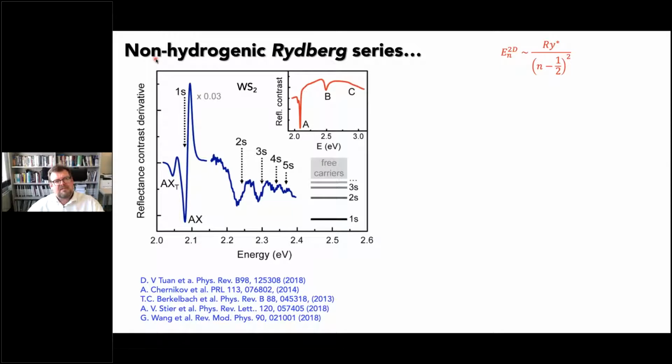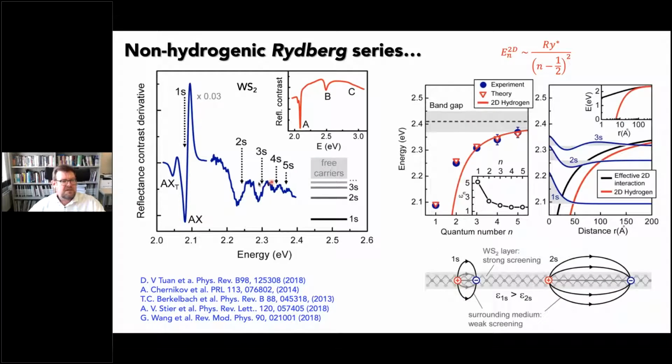Here we have a potential which is essentially in 2 dimensions with anisotropic screening, and that gives rise to a non-hydrogenic Rydberg series. So there you're seeing reflectance spectroscopy, where you can pick out these different excitons, and you can pick out the 1s, 2s, 3s, 4s, and 5s Rydberg states. So there are many Rydberg states with different diameters as you go to larger principal quantum number.